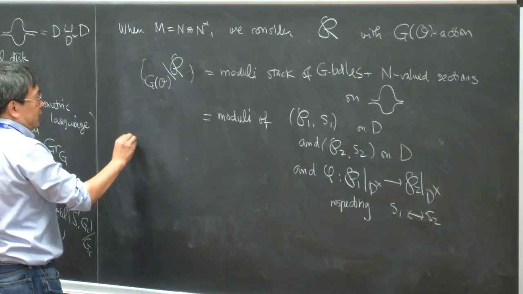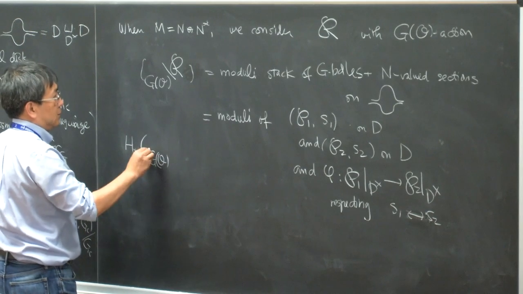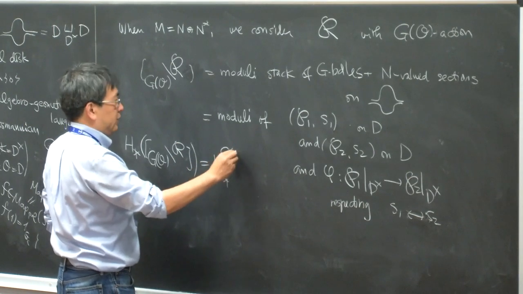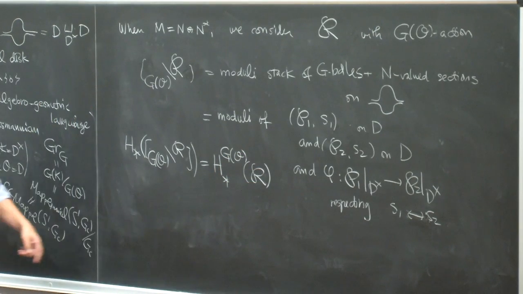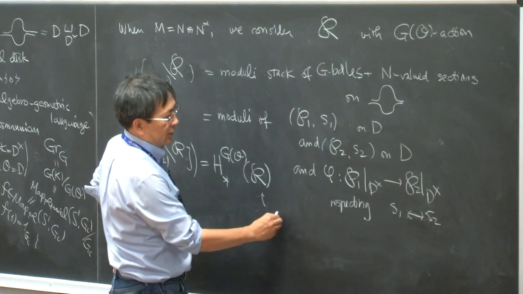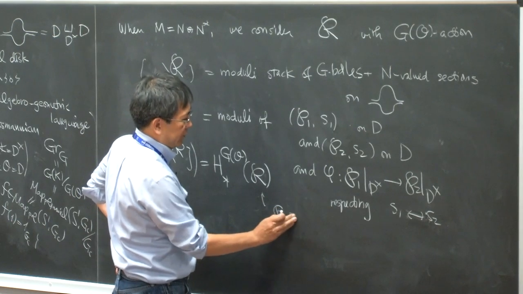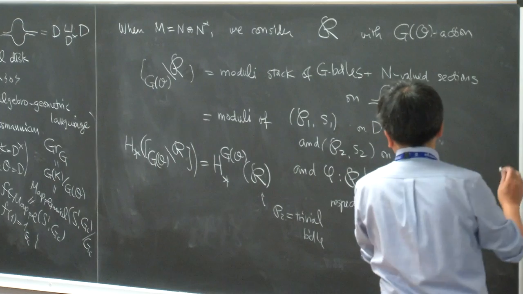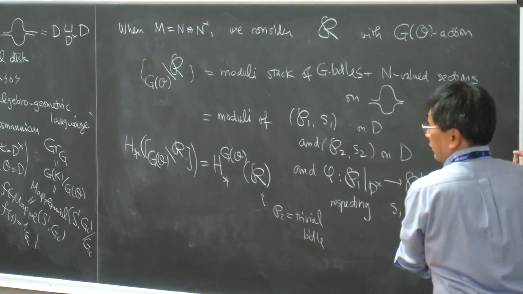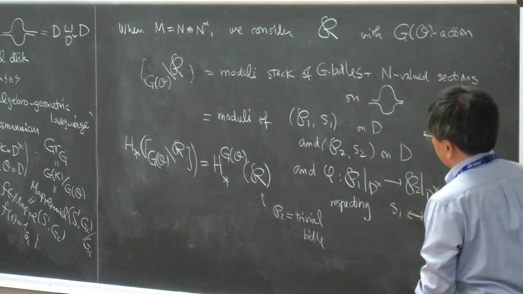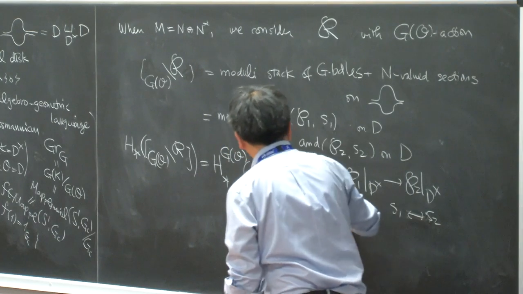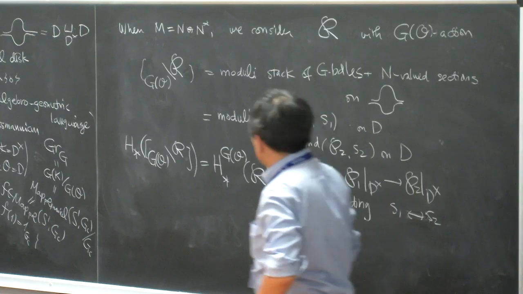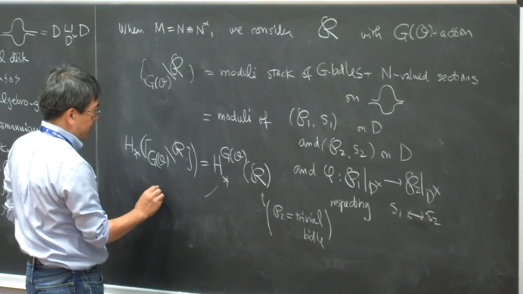So then we claim that H star of G(O), because this is a global quotient stack, is nothing but the equivariant homology of this space R. So R is defined assuming that P2 is a trivial one. In fact, because of this identification, once S1 is given, then S2 is automatically defined by this isomorphism. So you don't need to specialize it. So anyway, I will send more detail tomorrow. So I have considered this equivariant homology, and this has a convolution product.